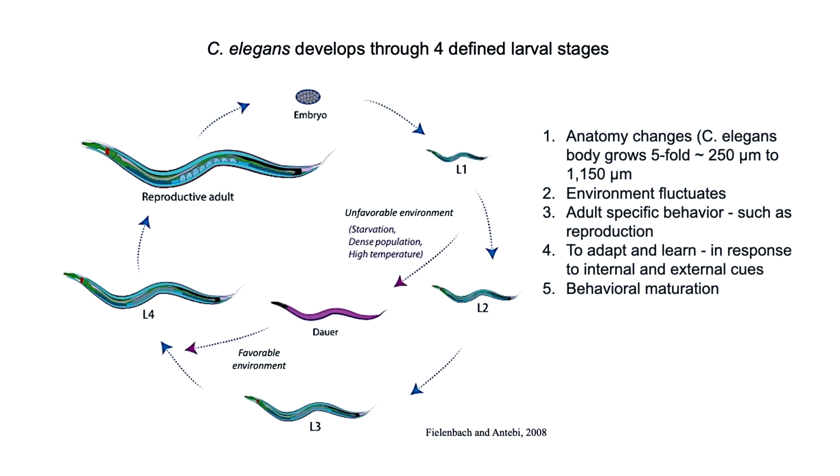over the course of this development the animal grows 5-fold. It goes from around 0.25 millimeter to 1 millimeter, so there is an enormous amount of stretching going on. They also have some new neurons coming in. They have environmental fluctuations, so they need to learn how to adapt to the environment. Then you also have adult-specific behaviors like reproductive behavior. You also have to memorize some internal and external cues.